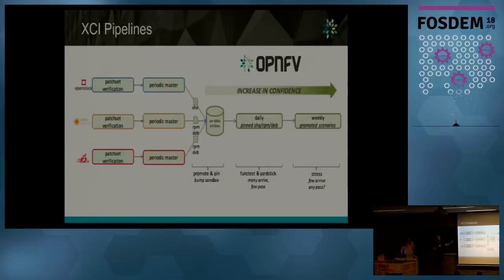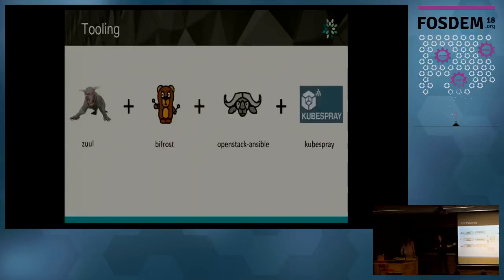And these are upstream project CI pipelines. They all have their patch set verification, daily master jobs, and so on. And we continue to track the master branches to find working versions. Once we find working versions on them, we pin those versions in OPNFV repos, and then create the scenarios using those pinned versions and run testing against them on bare metal nodes.